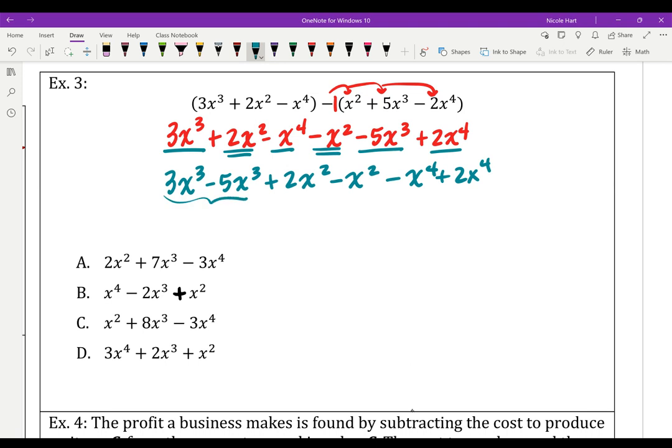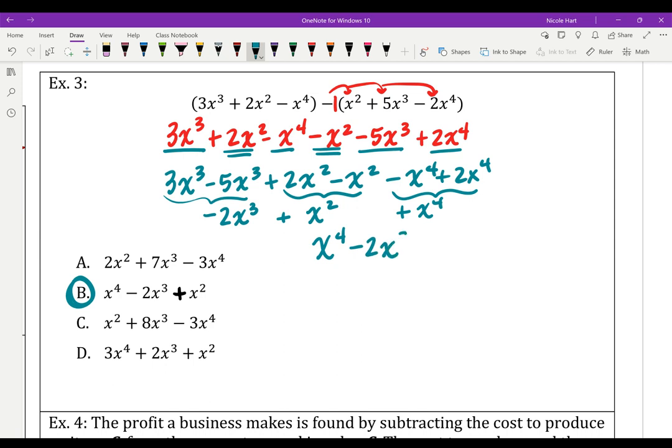3x to the third minus 5x to the third is going to give us a -2x to the third. We have 2x squared minus x squared is just going to give us an x squared. And then -x to the power of 4 plus a positive 2x to the power of 4 is just going to leave us with a plus 1x to the power of 4. Oops, not 2, 4. And so, again, since this is multiple choice, as you go through this, you can realize what is going to be your correct answer by process of elimination. I see that -2x to the third. B is obviously going to be our answer, but we can rewrite this in standard form with x to the 4 first, minus 2x to the third, and then plus that x squared.